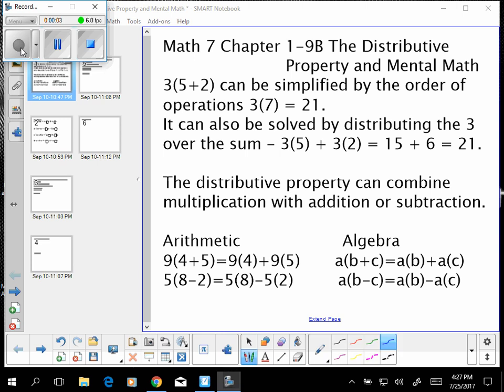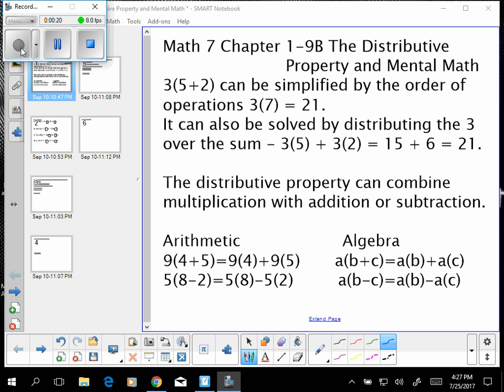Hi class, this is the lesson on chapter 1-9b, the distributive property and mental math. And in particular, we're going to be talking in the last part of the lesson about how the distributive property can help us do some mental math.